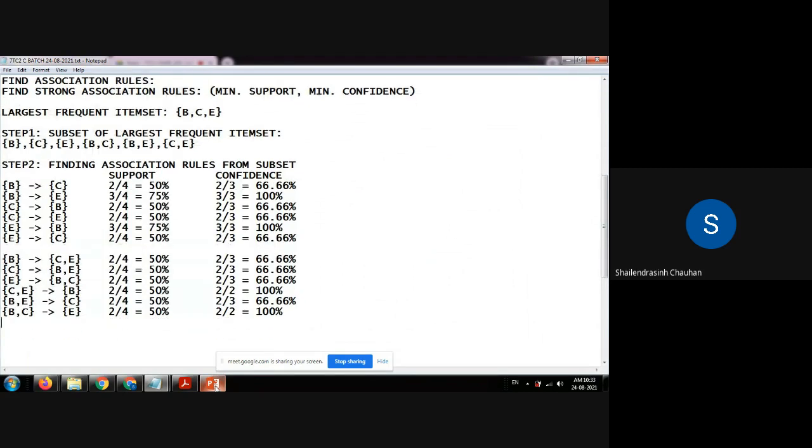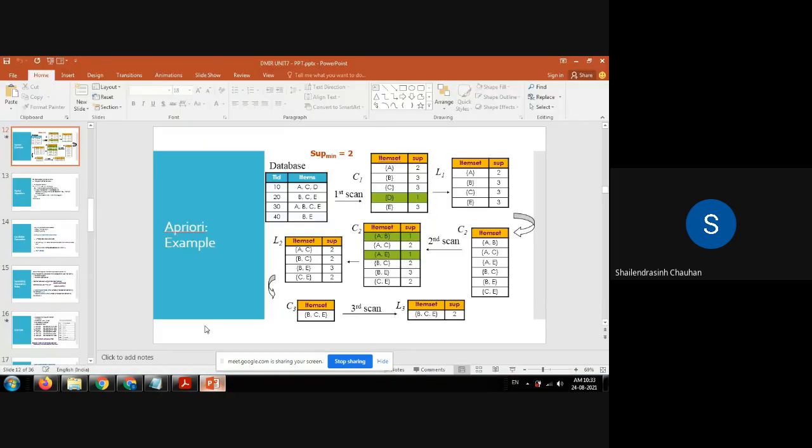Now the concept of strong association rules. In the exam, they will be given 2 things: minimum support and minimum confidence. So here in this example, minimum support is 2.